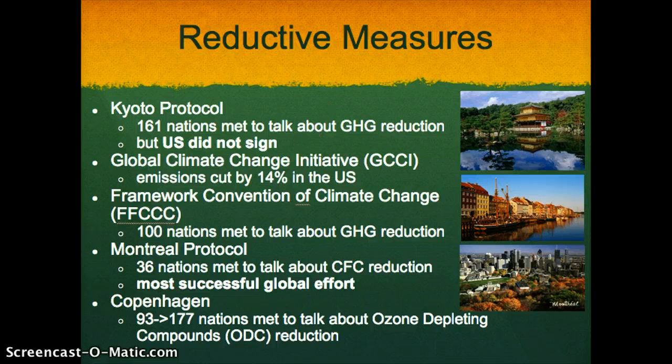We can also take many reductive measures, or reductive measures have been taken in our world to reduce this drastic climate change. Some of the biggest meetings have included the Kyoto Protocol, Global Climate Change Initiative, Framework Convention on Climate Change, Montreal Protocol, and Copenhagen. And you guys can see the details of this bulleted underneath. And these have not all been successful, but the most recent ones, which use a global effort, have been, such as the Montreal Protocol. And that one's the most important because it's been the most successful globally. Yeah.